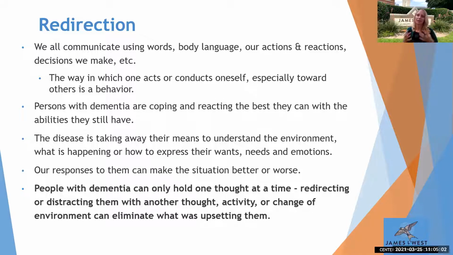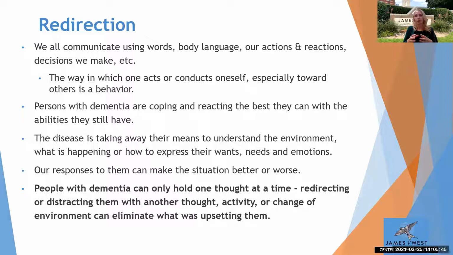Okay. So the disease is taking away their means to communicate with words, and also to understand language, but also to understand their environment and what's going on around them, and how to express themselves with their emotions. The emotions will never go away for somebody with dementia, just like their need to communicate will never go away. It's just how they're able to communicate, and they're not as in control of their emotions. That's what's changing with the disease. So we've got to be able to adapt and change with those changes as well. And how we respond to them can make the situation better or worse.